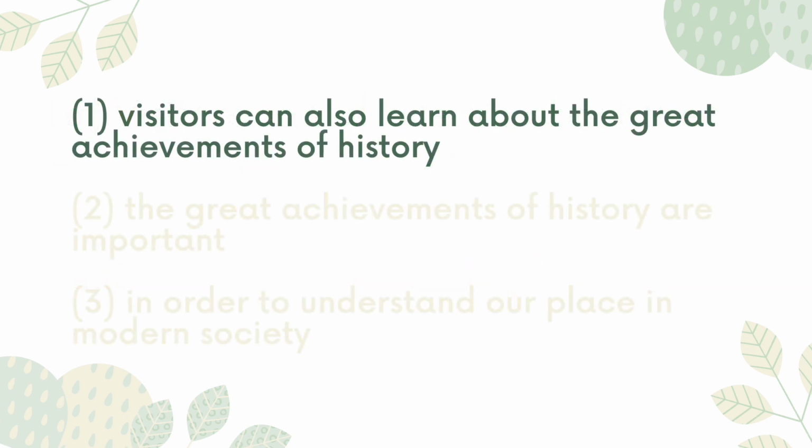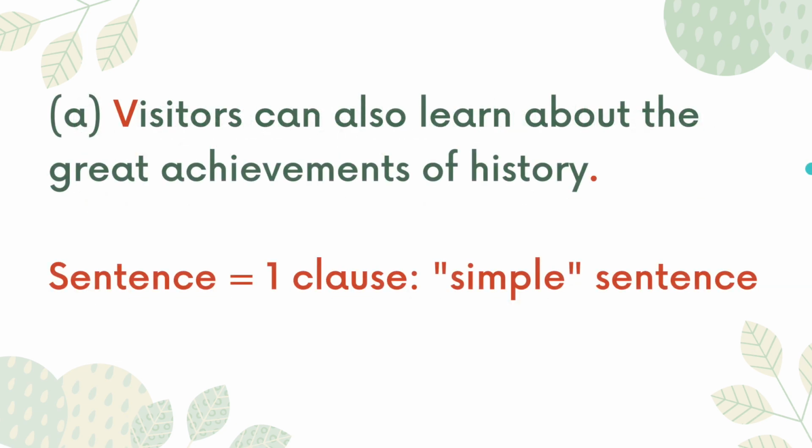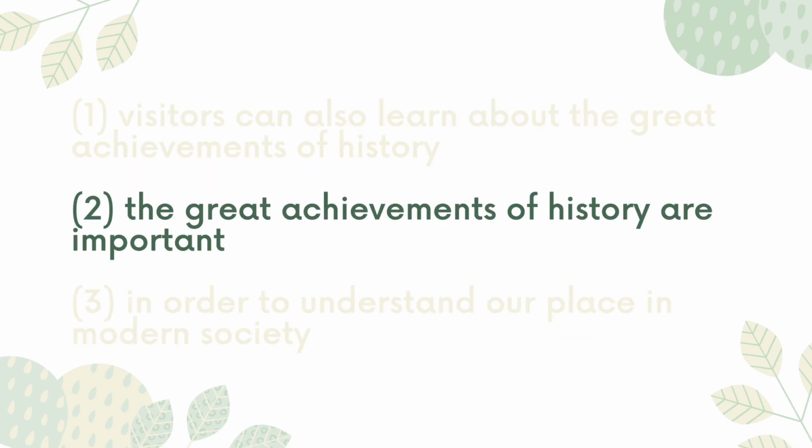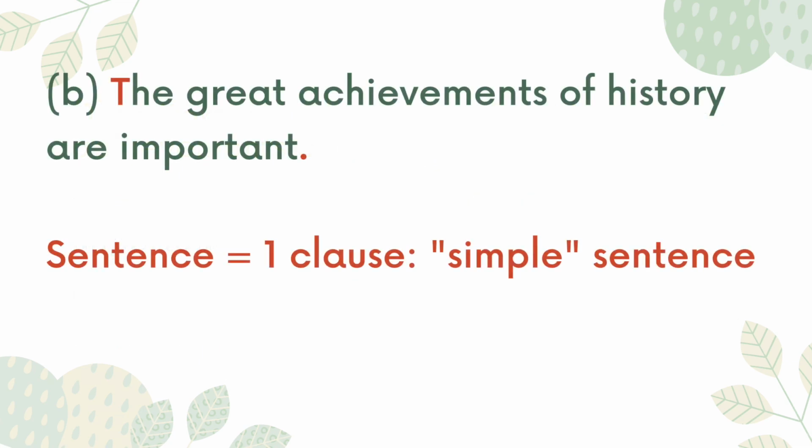Clause 1 has now become a sentence with the addition of some punctuation. Since the sentence is made up of only one clause, it is called a simple sentence. Clause 2 is also an independent clause. We could give the first word a capital letter and add a full stop to the end. This would also be a simple sentence.